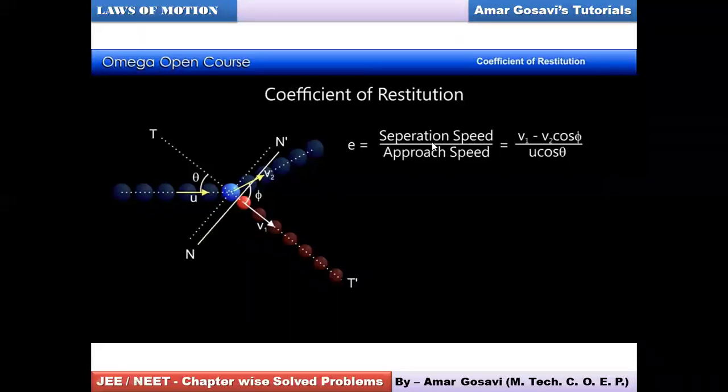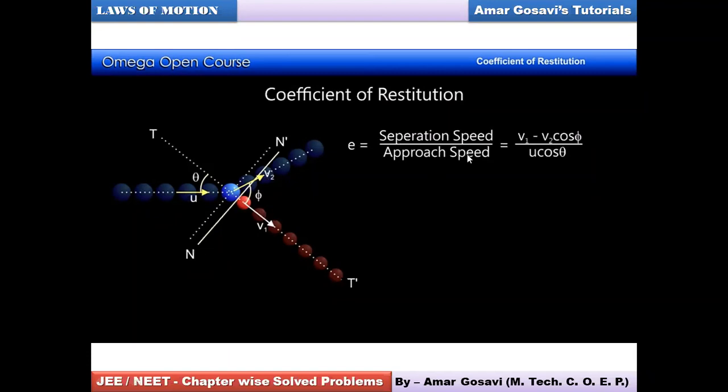Alright. So the separation speed here would be V1 minus V2 cos phi. That is more important. Hopefully you understood how you get this numerator as V1 minus... Ideally, it should have been V1 minus V2, but because of the complexity of the situation, this cos phi comes into the picture.